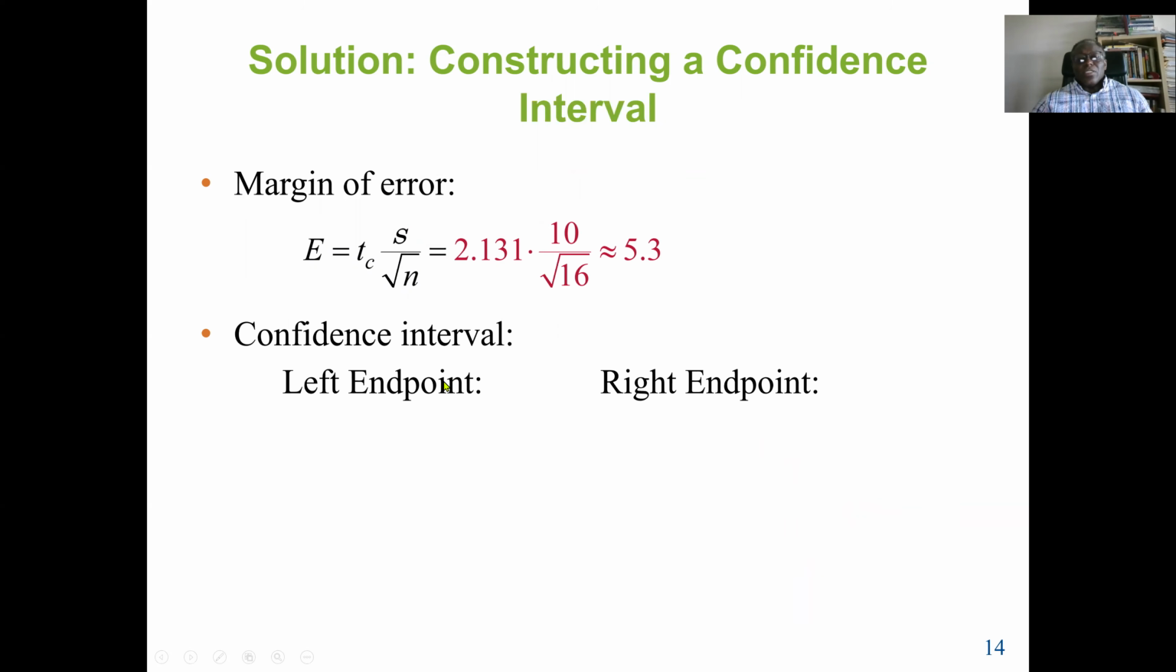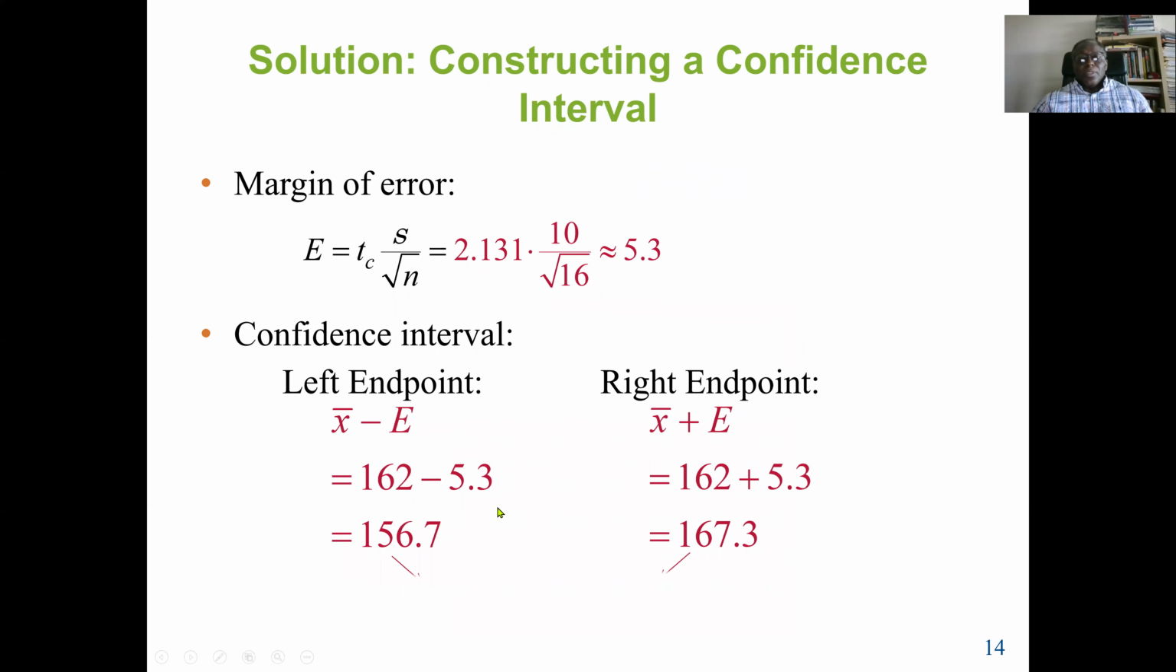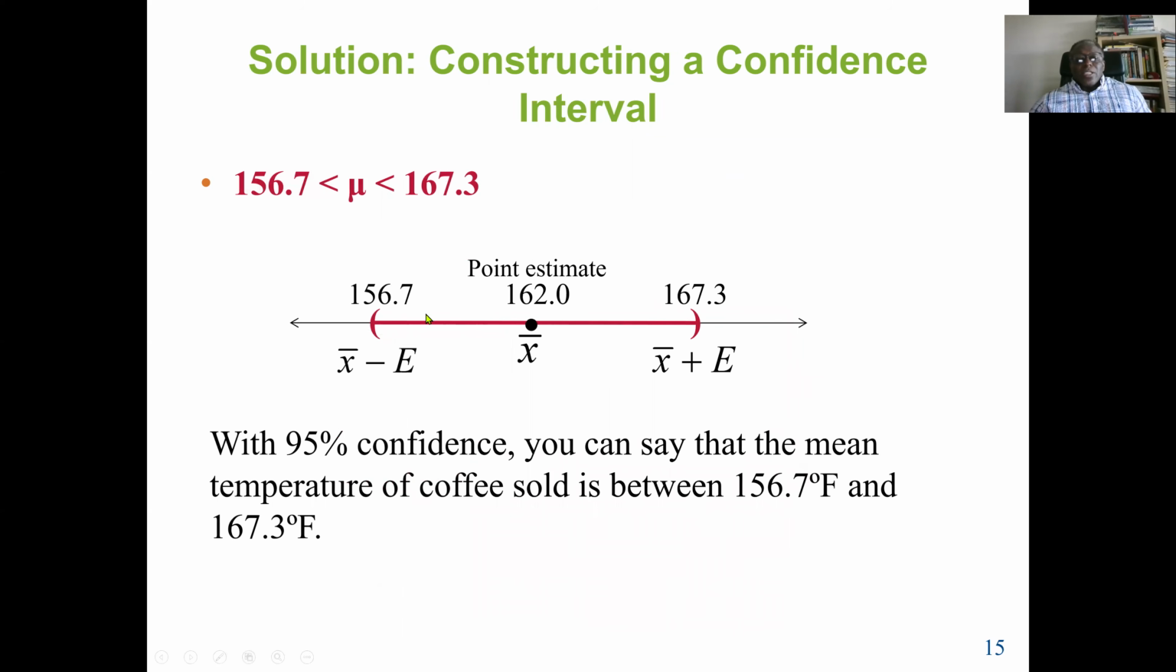Now next we find the confidence interval. The left endpoint will be 162 minus 5.3, which gives 156.7, and the right endpoint will be 162 plus 5.3, which will give us 167.3. So our interval will be from 156.7 to 167.3. So that's the diagram we have here. And in the interpretation, we say with 95% confidence, you can say that the mean temperature of coffee sold is between 156.7 and 167.3.